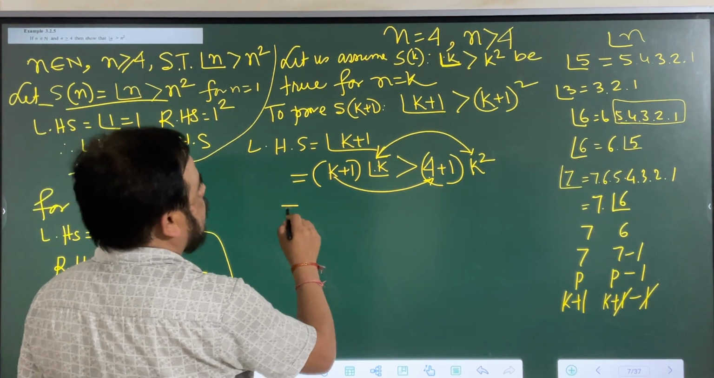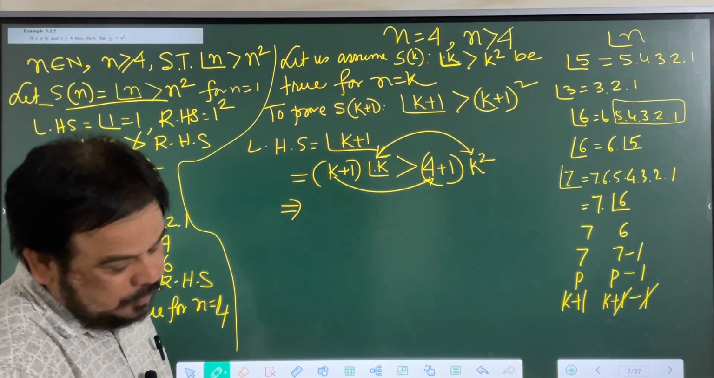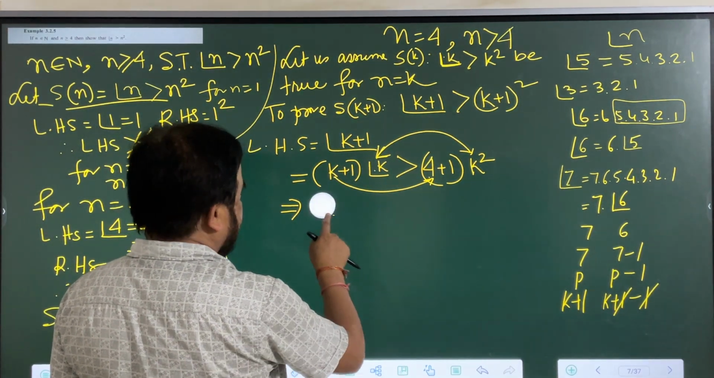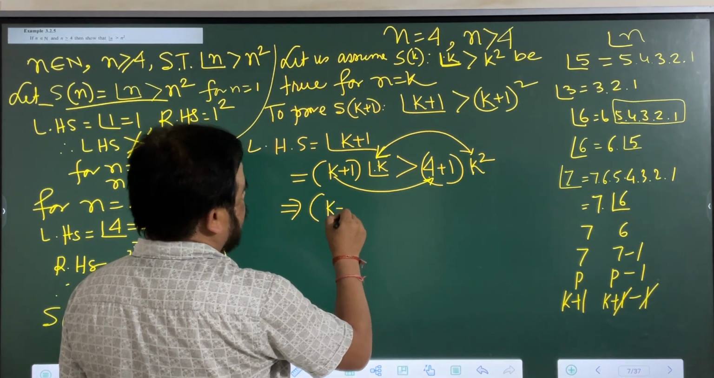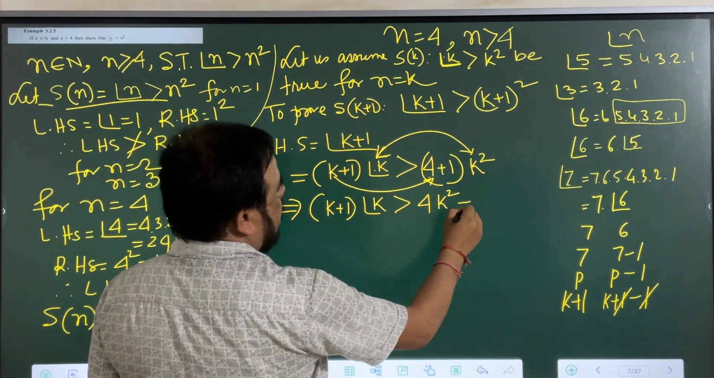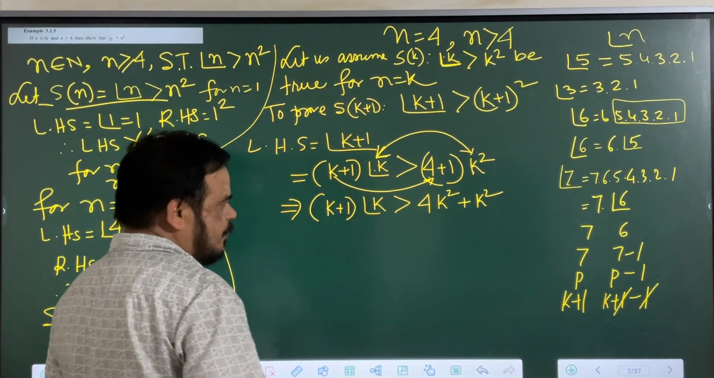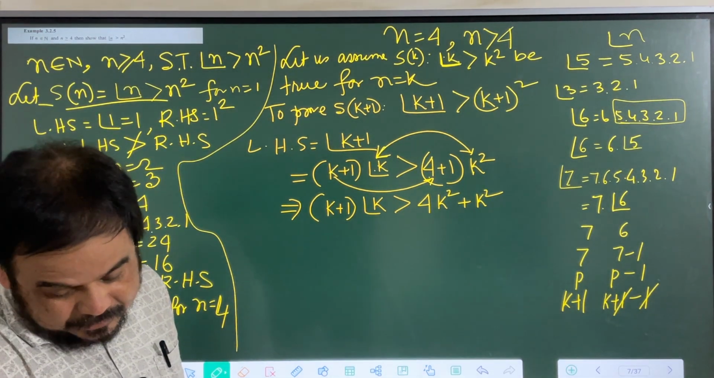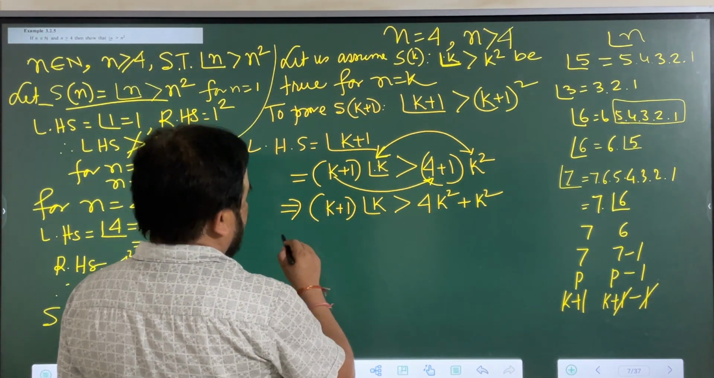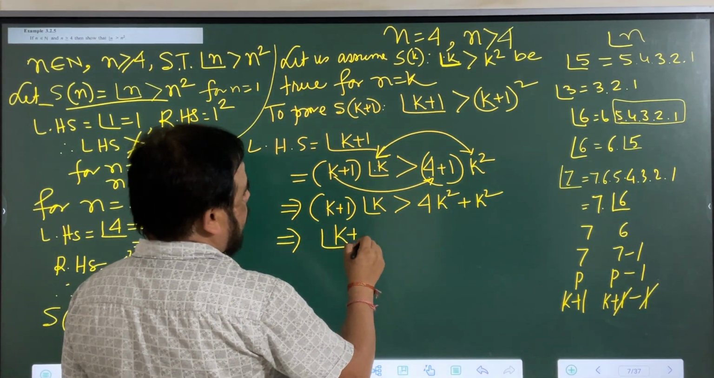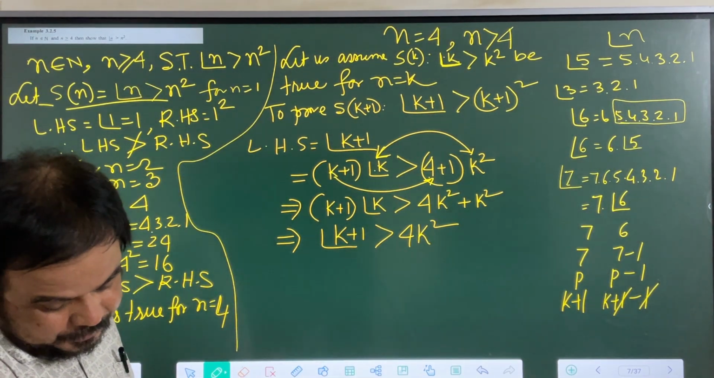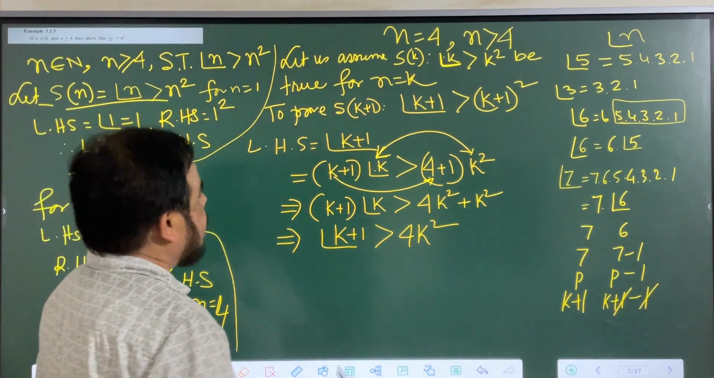Okay, now what can be written? Now let us write: k plus 1 factorial k, 4k square plus k square. Wait, factorial k plus 1 is greater than 4k square. Okay, now look here.